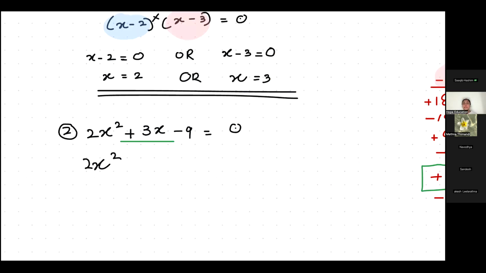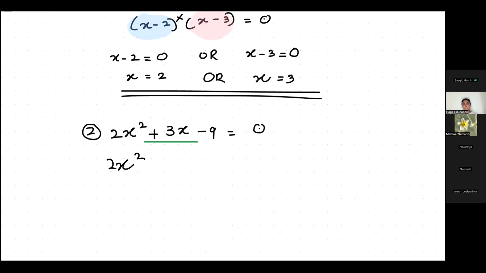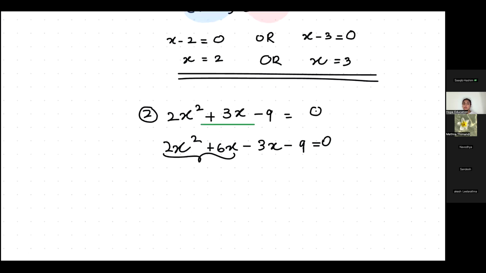Here we have plus 6x and minus 3x. Plus 6x minus 3x minus 9 equals 0. Then taking these two, 2 is common, x is common. So 2x squared again, when I take 2 and x out, I have 1x remaining. From 6x, when I take 2x out, I have 3 remaining. For these two, minus 3 is common. Taking minus 3 from this one, x is remaining. Taking minus 3 from this one, plus 3 is remaining.